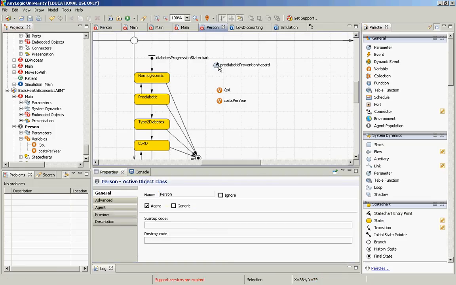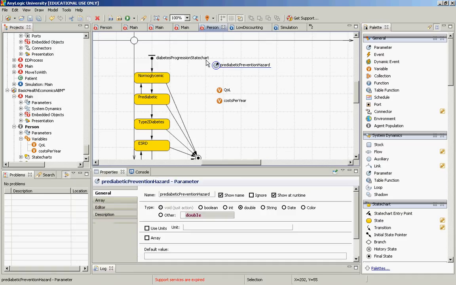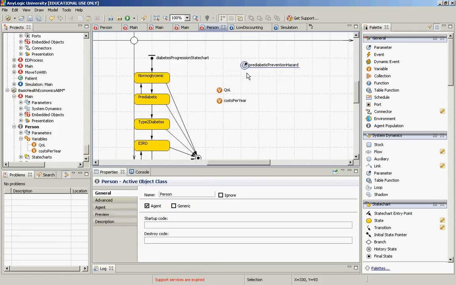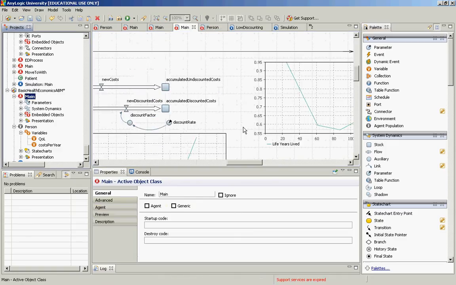Okay, so thinking about this, we could allow this to vary on a per person basis, but because it might be confusing to people, I'm going to have it just vary once for the entire model. So the idea is we'll have a particular scenario, and we'll have some prediabetes prevention rate.